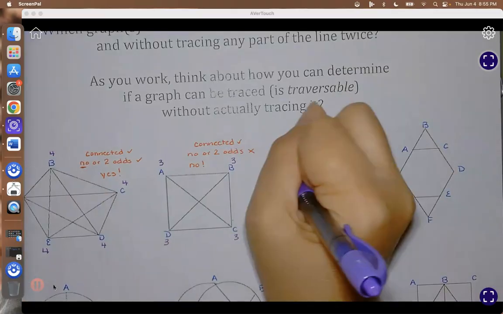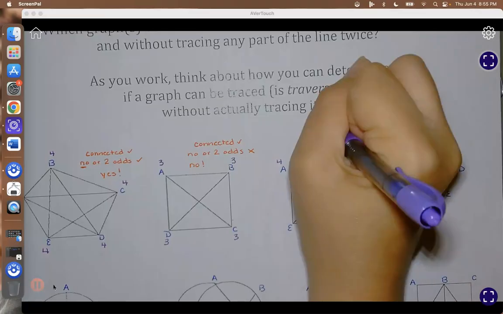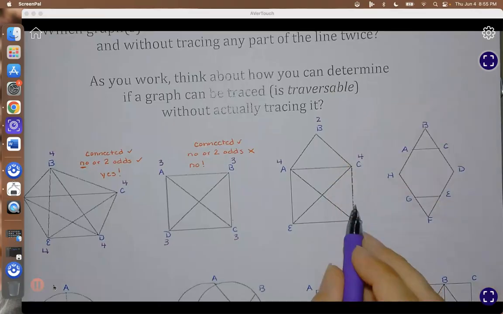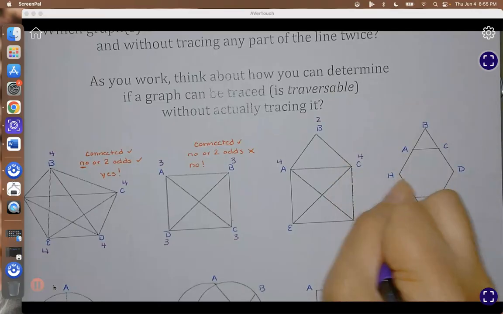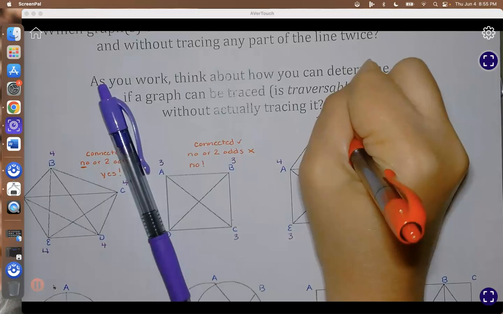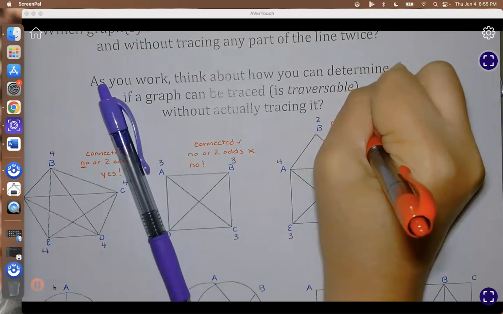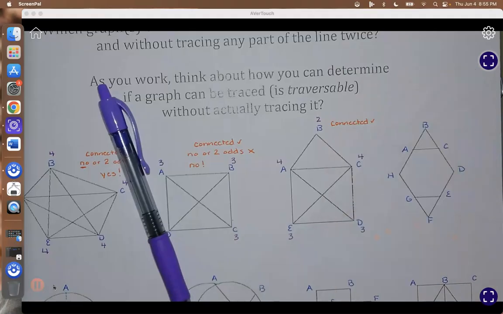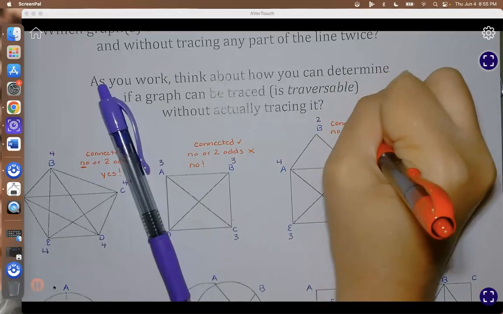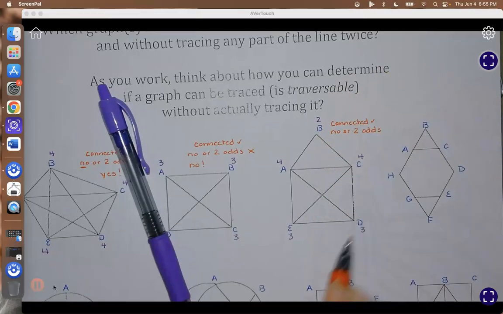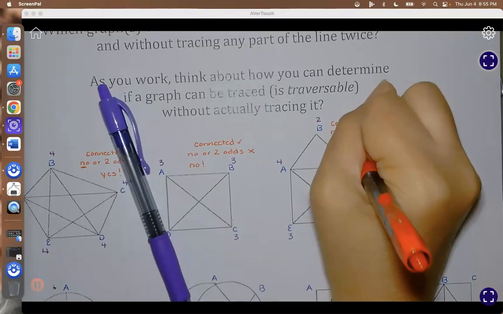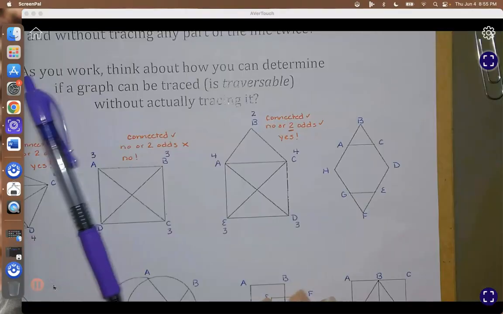Here we count 4, 2, 4, 3, 3. So this one is connected, yes. No or 2 odds? Let's see, it's got 2 odds. So the answer is yes. All right.